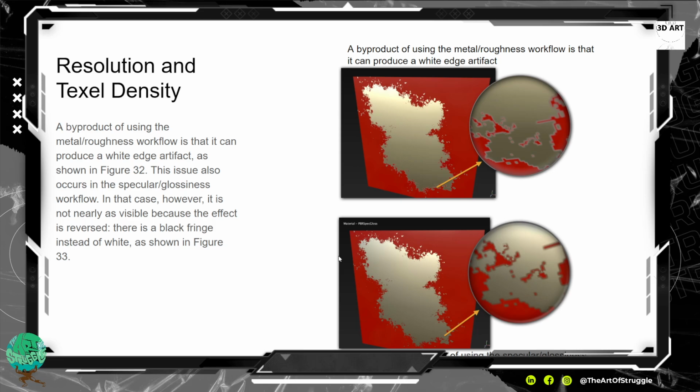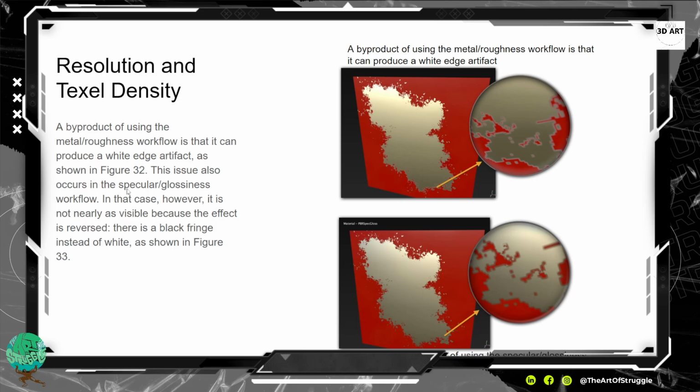So let's talk about resolution and texel density. A byproduct of using the metal roughness workflow is that it can produce a white edge effect. They've gotten better with this over the years. Edge artifact, as shown here. So if you look right here, you can see this artifact right here. The blending isn't perfect.